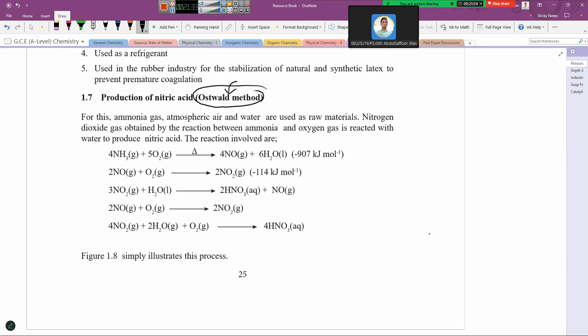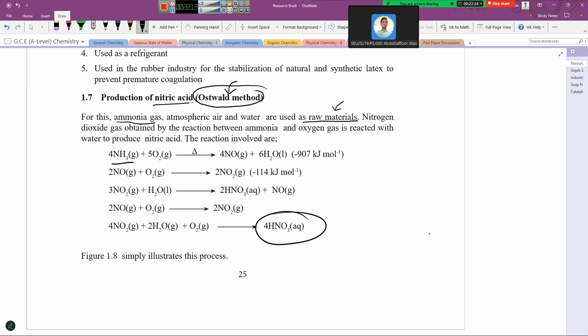Okay, so nitric acid, HNO3, is an acid. For this, ammonia gas, atmospheric air and water are used as raw materials. Raw materials are the substances from which we are going to produce the useful chemicals. Nitrogen dioxide gas, obtained by the reaction between ammonia and oxygen gas, is reacted with water to produce nitric acid. Here we have 5 reactions. You should know all these reactions. Starting from the raw materials, we are going to produce HNO3 ultimately.